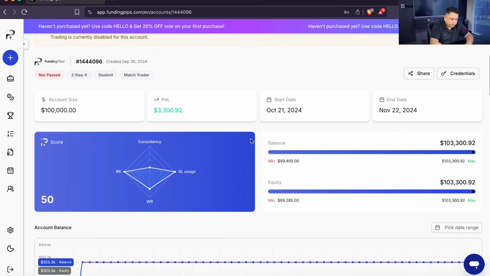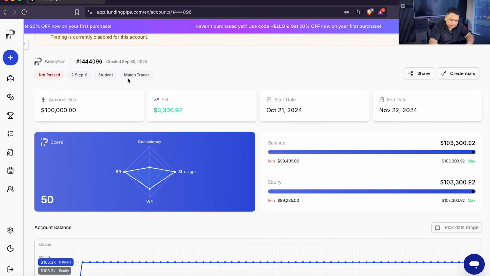Next thing that you'll see right beside it is your balance and your equity. You can see the minimum balance that my account has reached, and of course, the maximum balance that my account has reached. The same goes with the equity. What's the lowest my equity has gone down to? What's the highest it has gone up to? And right above that, these four details tell me my actual account size when I purchased this model, what's my current profit and loss, when did I make my first trade, when did the account eventually close.